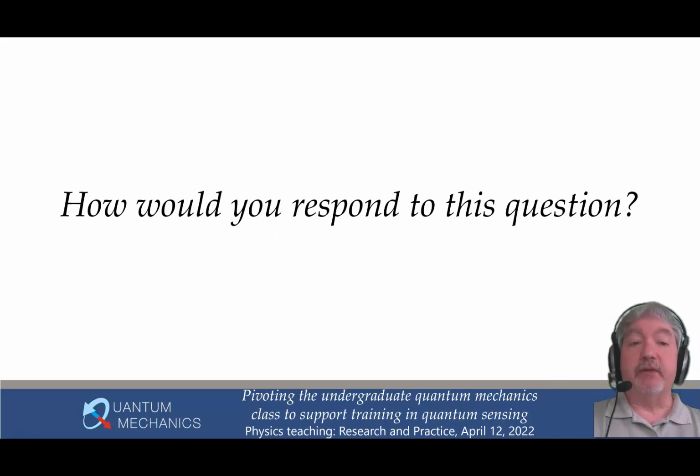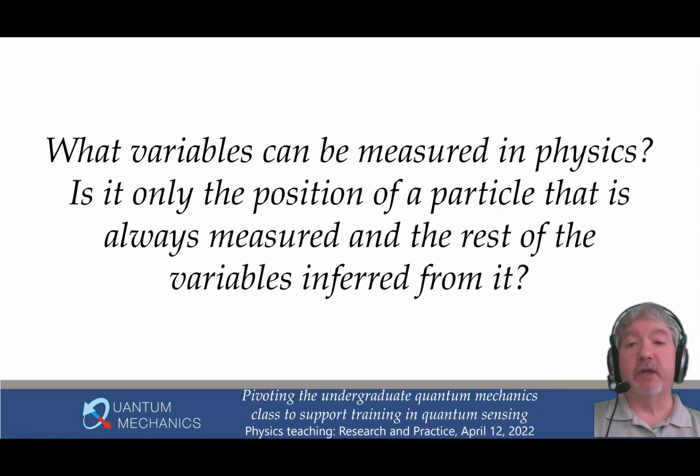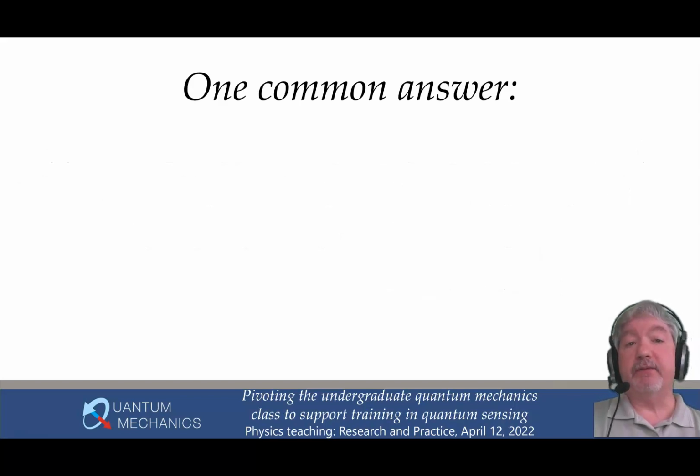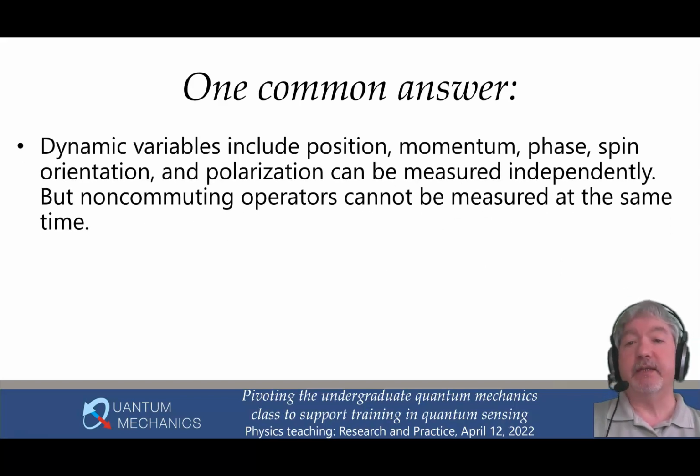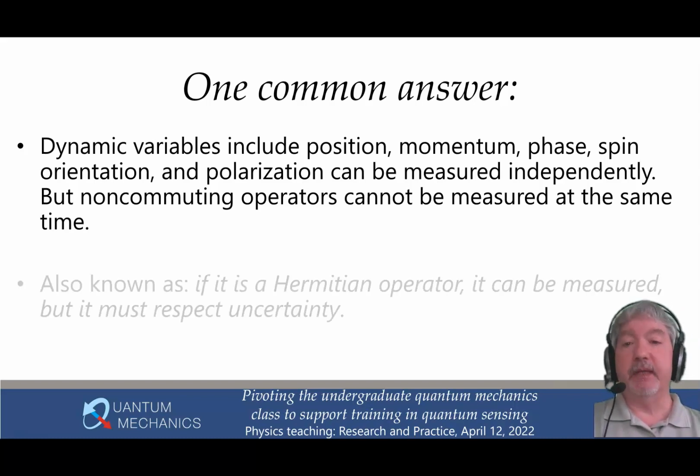Now, let me ask you the following question, also related to measurement. How would you respond to this question? What variables can be measured in physics? Is it only the position of a particle that is always measured, and the rest of the variables are inferred from it? This is a question that was submitted to Quora. And I'm going to paraphrase one of the answers, which says dynamic variables, including position, momentum, phase, spin orientation, and polarization can be measured independently, but non-commuting operators cannot be measured at the same time.